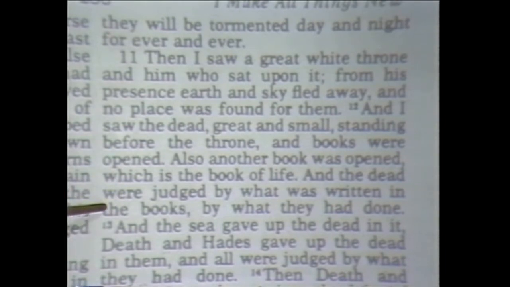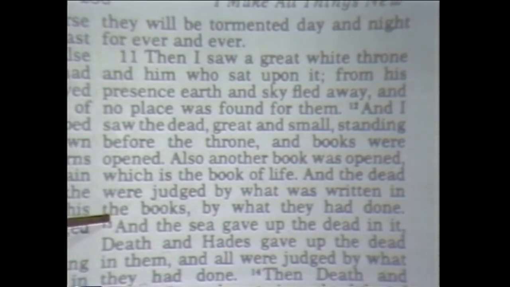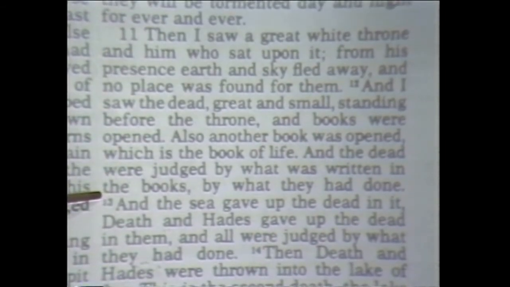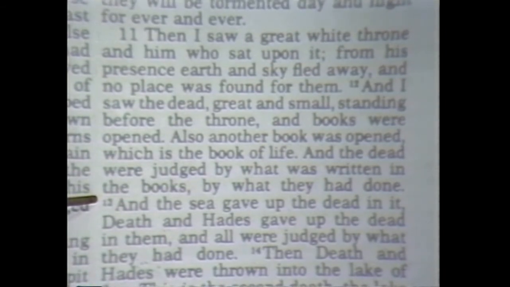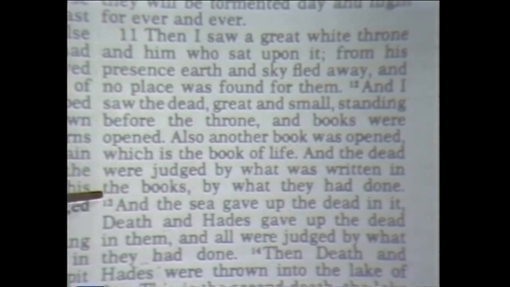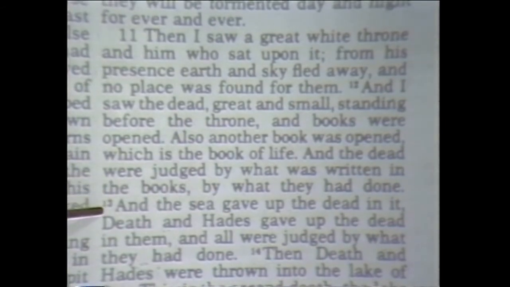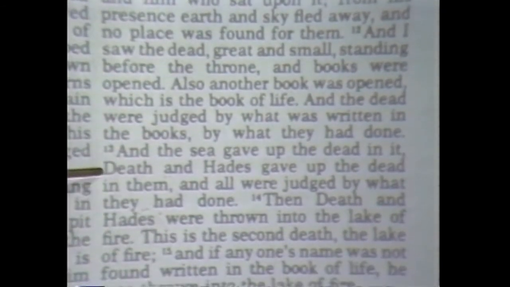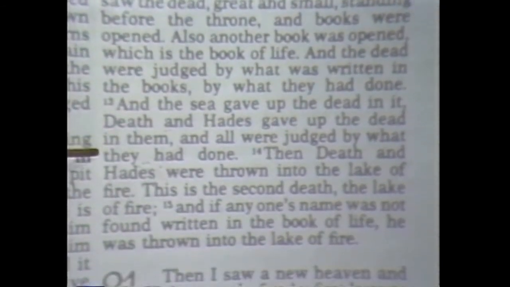"The dead were judged by what was written in the books, by what they had done." So here salvation is dependent upon righteous behavior, and that's a basic principle in the book of Revelation. It's the quality of our ethical life that determines whether or not we enter into the new age. "The sea gave up the dead in it. Death and Hades gave up the dead in them." That's the underworld. "And all were judged by what they had done."